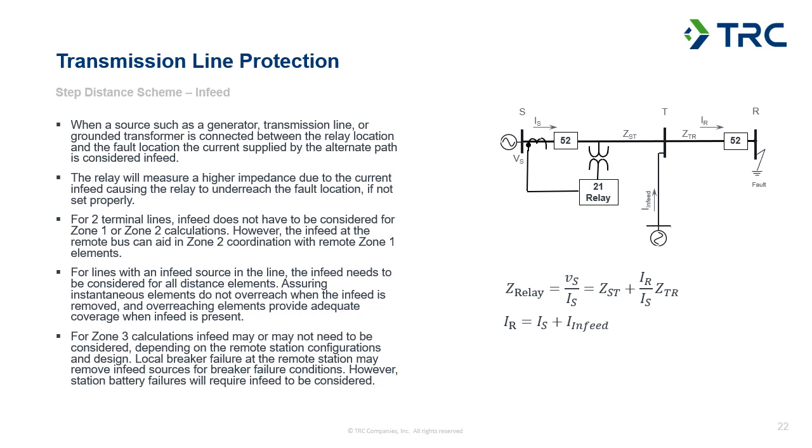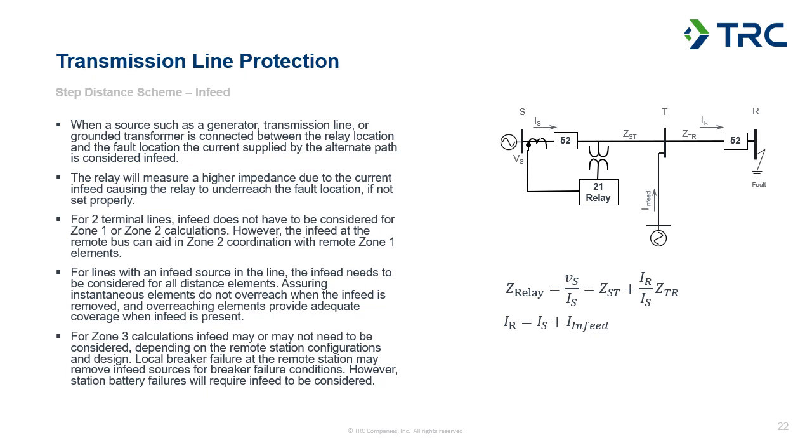So the calculation shown below the figure here, so the figure, we've got terminal S, T, and R, so sending, the tap, and then receiving stations. And you can see we've got infeed coming from a generator, from some other source connected to the tap. So the current between terminal S and the tap for that fault at bus R is going to be different than the current between the tap and bus R because we have to add in the additional current from the infeed. And IR is going to be the sum of IS plus the infeed.